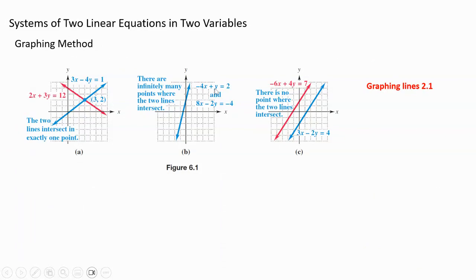Here's the example: -4x plus y equals 2 and 8x minus 2y equals -4. These are the same line, so it's a line on top of a line. That means there are infinite solutions. In figure 1C, you will notice equation 1 is in red and the other one is in blue. These two lines never intersect, so there's no solution, which means the lines are parallel. Let's recap: figure A is one solution, figure B is infinite solutions, and figure C is no solution.